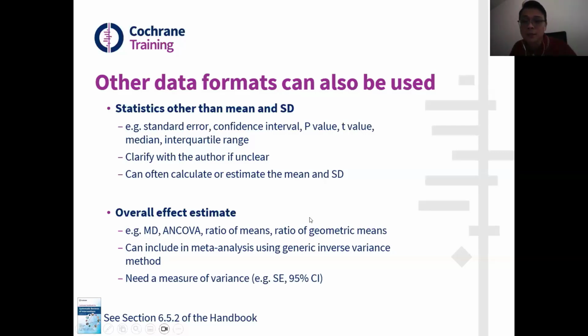And similar to dichotomous outcomes, some studies do not report the separate mean, SD, and N for intervention and control. Rather, they report an overall effect estimate, like the mean difference, ANCOVA, ratio of means, geometric means. And again, as long as these measures were reported with a measure of uncertainty, like the SE or the 95% confidence interval, we can include them in meta-analysis using the generic inverse variance method.